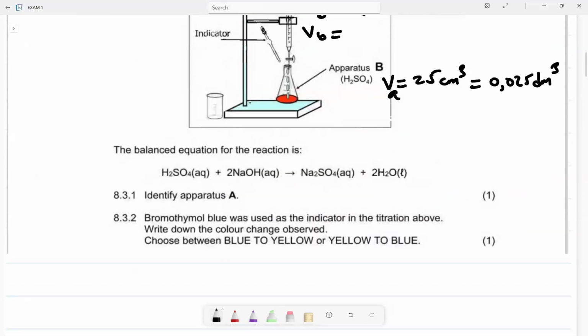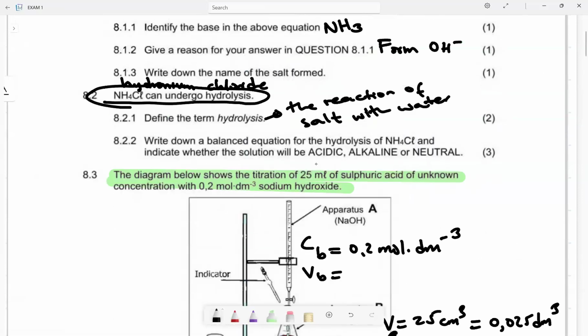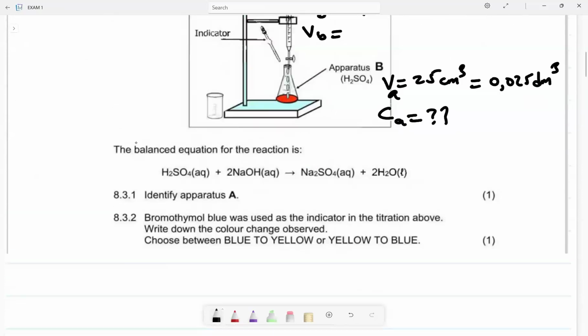Now do I know the concentration of the acid? No, I do not know. They told me it is unknown. They say the balanced equation for the reaction is H2SO4 plus 2 sodium hydroxide forming sodium sulfate plus 2 moles of water.